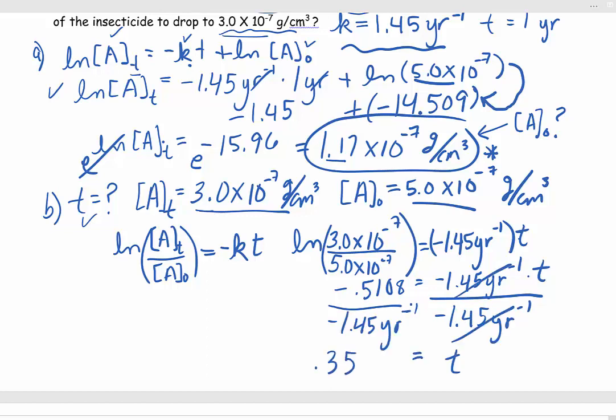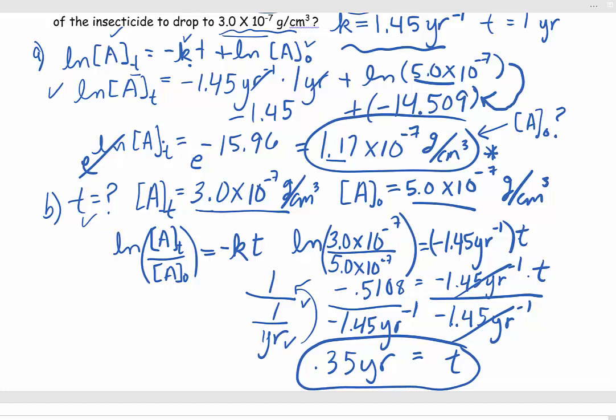And then notice here, years to the minus 1 is the same as 1 over years, right? And so we have 1 over years. And so just like 1 divided by 1/4 is 4, 1 divided by 1 over years is years. So if your number or variable is in the denominator of the denominator, then it ends up going up to the top. It's on the bottom of the bottom, it goes to the top. So 0.35 years is our time.